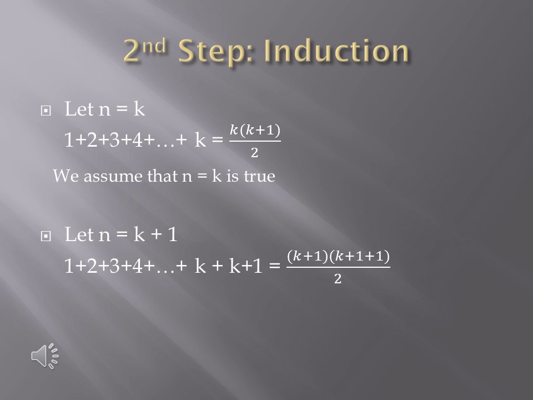To continue, we let n equals k plus 1. 1 plus 2 plus 3 plus 4 plus all the way up to k plus k plus 1 equals k plus 1 times the quantity of k plus 1 plus 1 over 2.